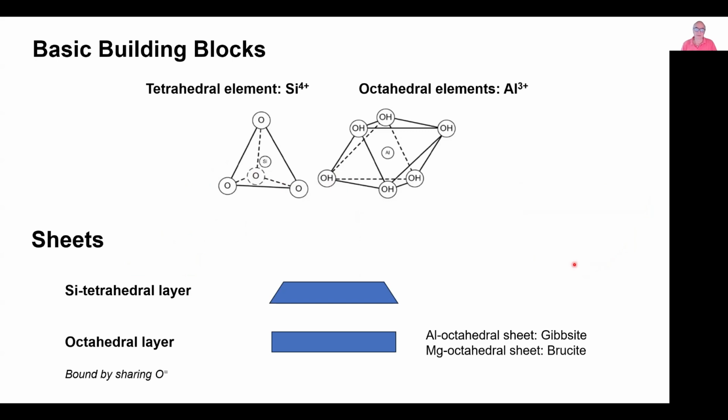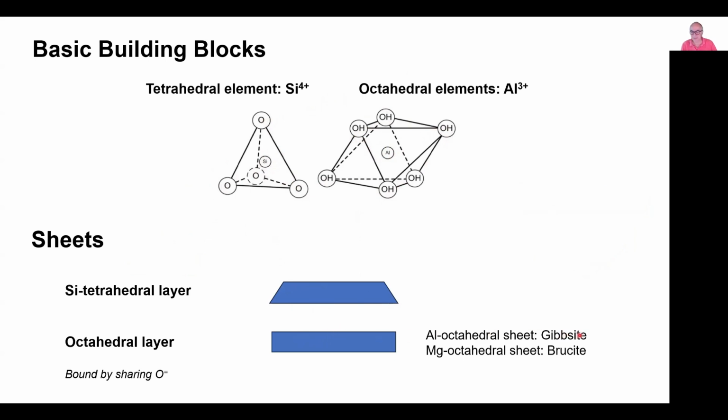So let's go back to the basic building blocks: the tetrahedral element with the silica at the center and the oxygens in the vertices, and the octahedral elements with aluminum typically, but it could also be magnesium, at the center and hydroxyls on the vertices. We represent them with this type of shapes in order to make the sandwiches. And remember that they're going to be bonded together by sharing oxygens.